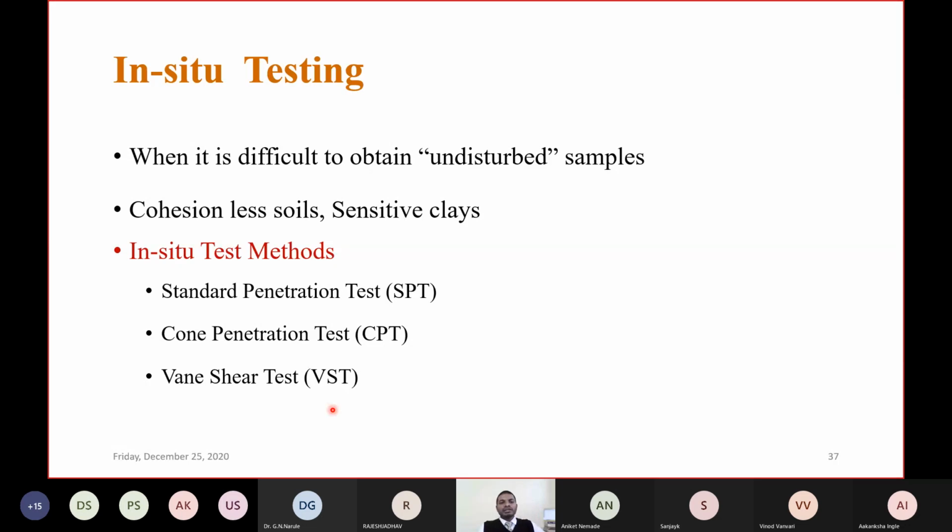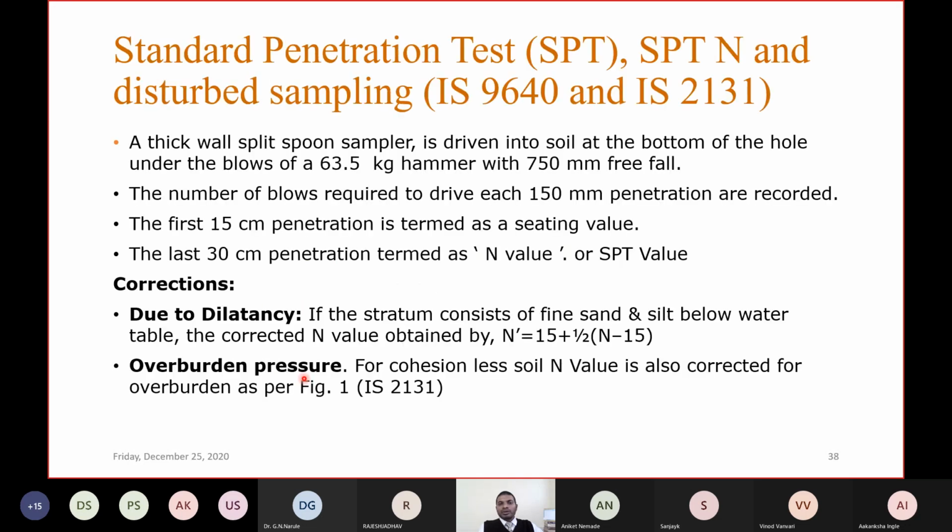In situ testing, when it is difficult to obtain undisturbed samples, in cohesionless soils and sensitive soils, in situ testing can be done by the SPT, CPT and the vane shear test. We are going to talk about the SPT right now.